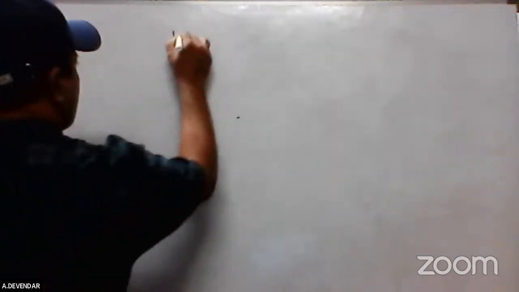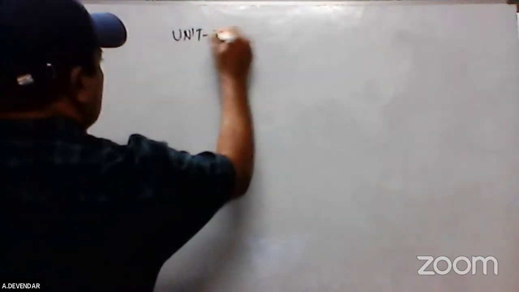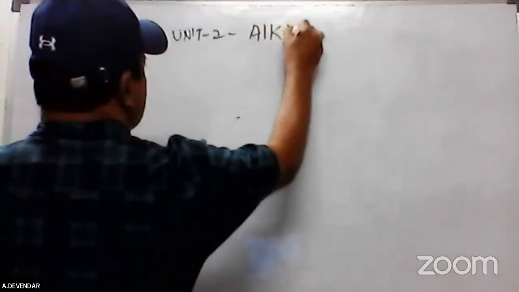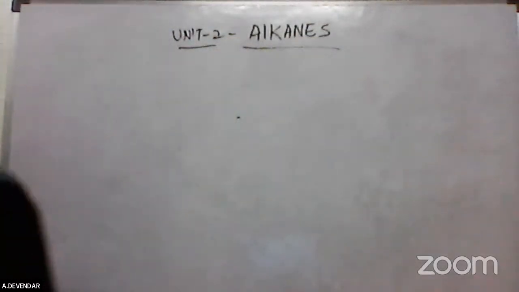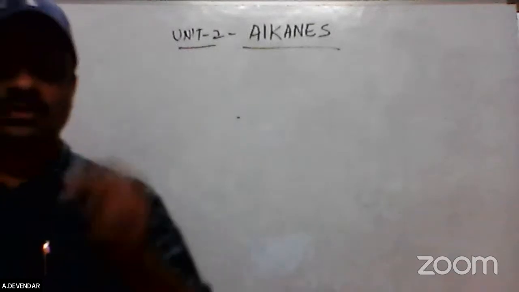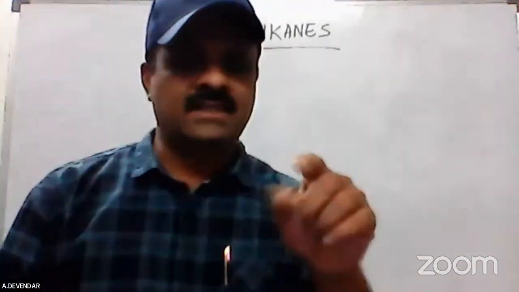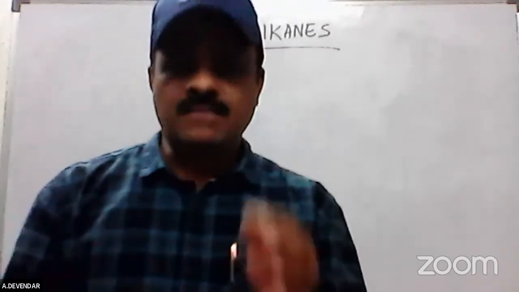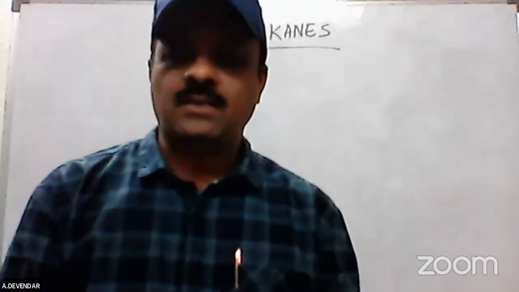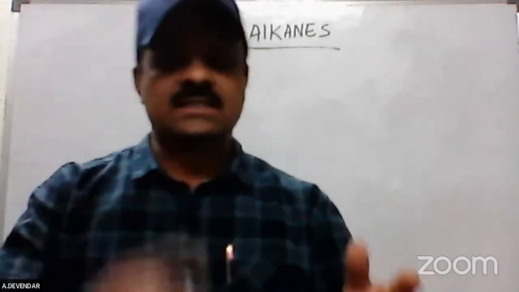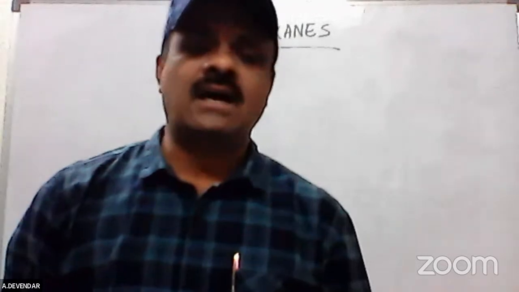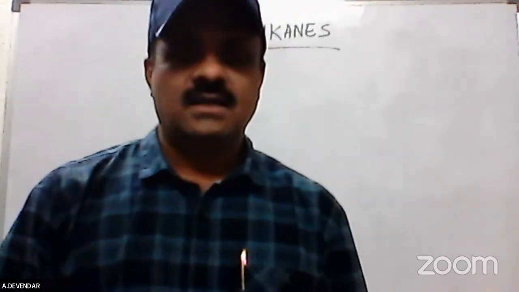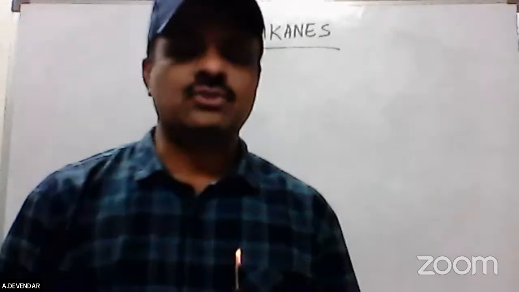In the second unit, unit 2 is alkanes. Once again, I'm repeating: in the examination, please remember what question is asked. You have to write that answer only. From this chapter in the organic part, if they ask one question, students write another. Write the preparation of alkanes, and you write the alkenes preparation. Write the preparation of alkenes and its properties, and you write the cycloalkane.